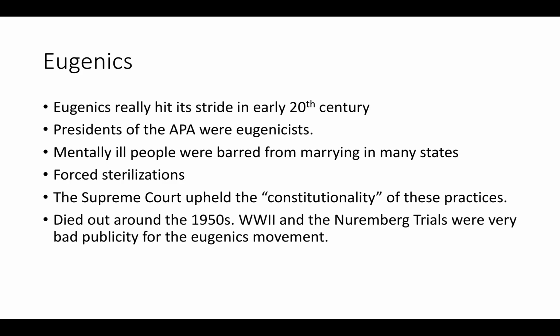Many presidents of the APA were eugenicists. Mentally ill people were barred from marrying in many states. Some people were forcibly sterilized because, the public policy people figured, we have to protect the human race. We have to promote the public good. So, people who are severely mentally ill or have shown a lot of dubious character should be sterilized because we don't want those genes being passed along. The U.S. Supreme Court upheld the constitutionality of these practices.